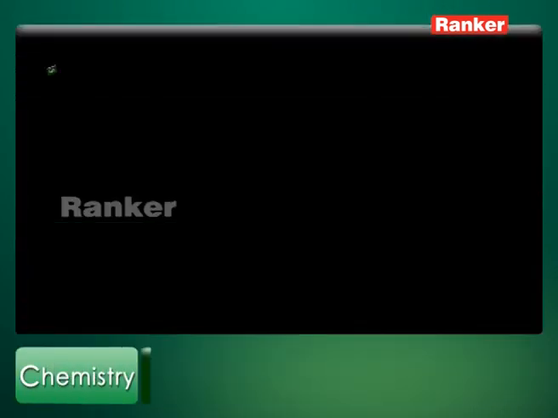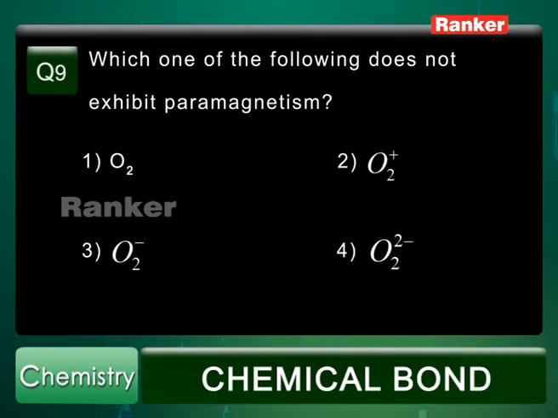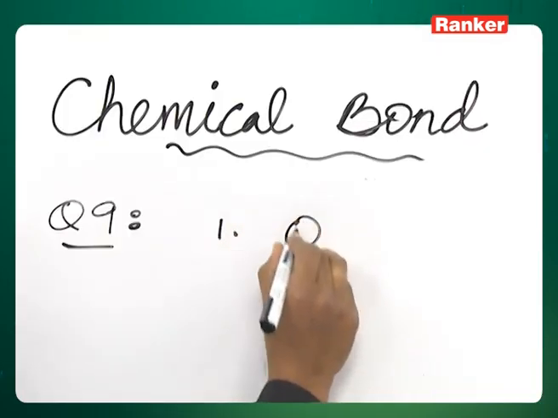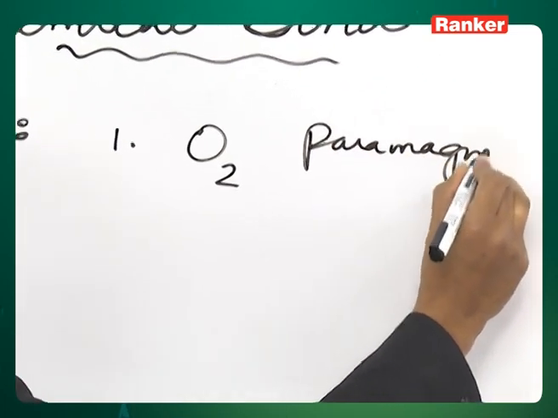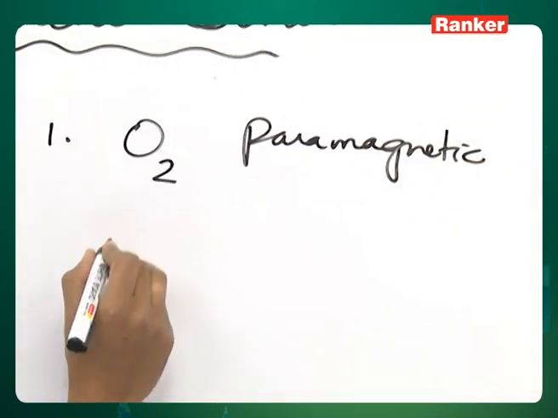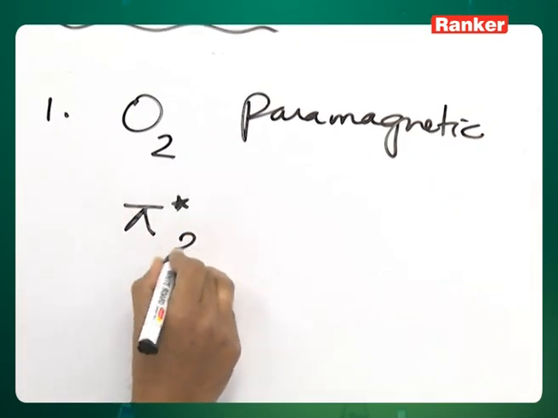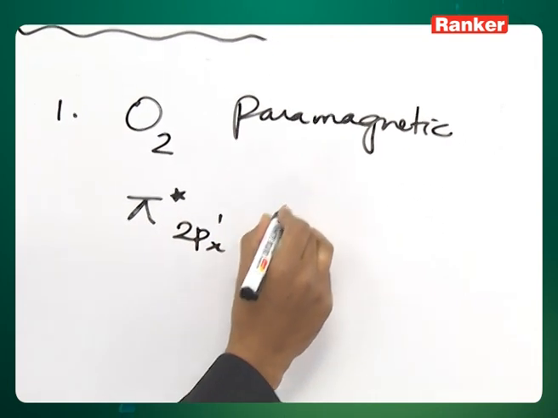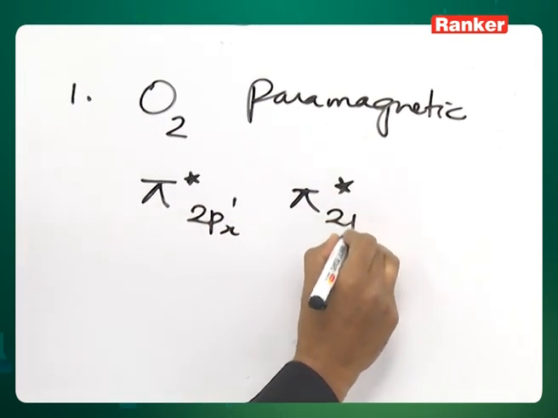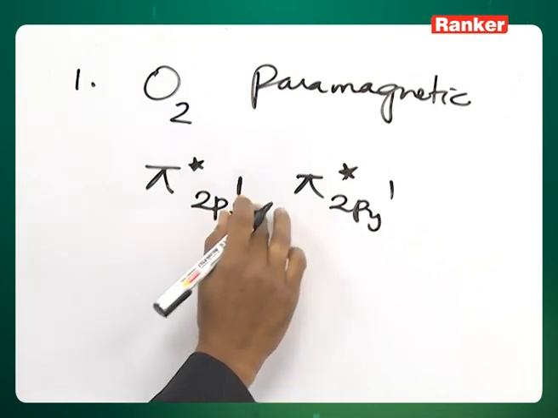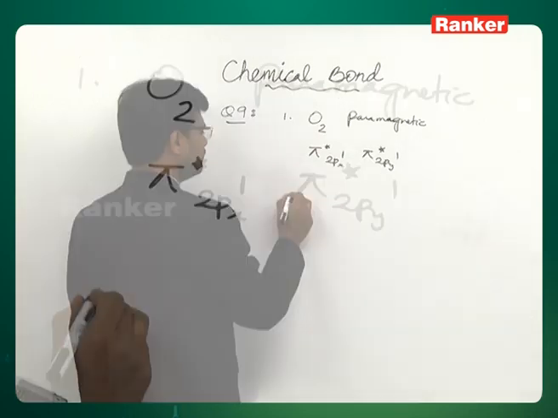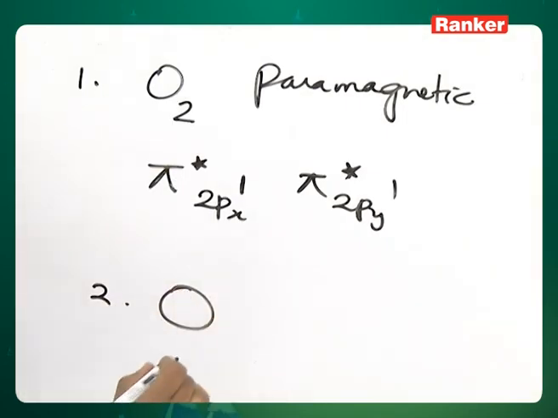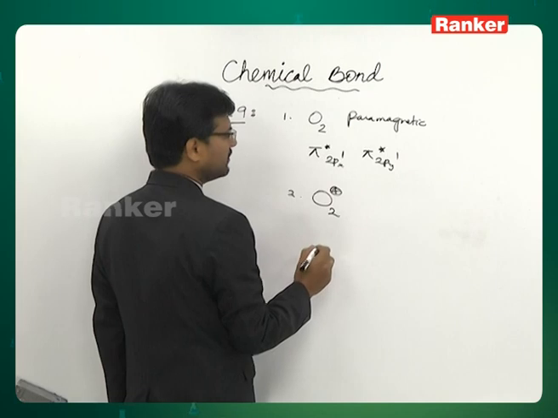Question number 9. Which one of the following does not exhibit paramagnetism? In other words, which of these is diamagnetic? First option O2, it is paramagnetic. It has two unpaired electrons, pi star 2px 1, pi star 2py 1. These are the two unpaired electrons which make it paramagnetic. In O2 plus, you have one electron less.